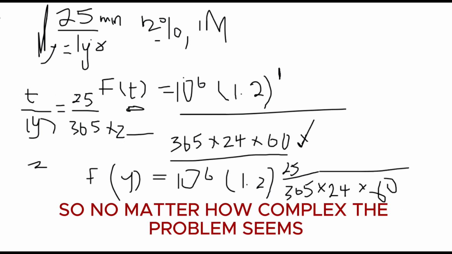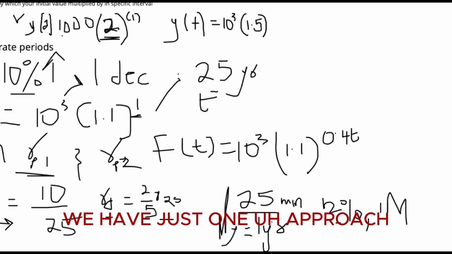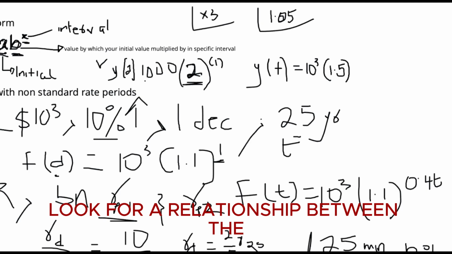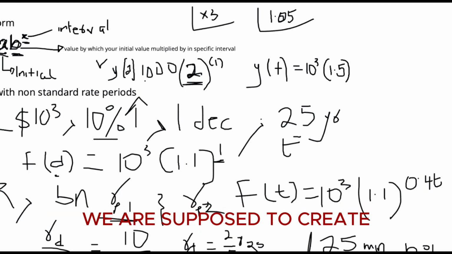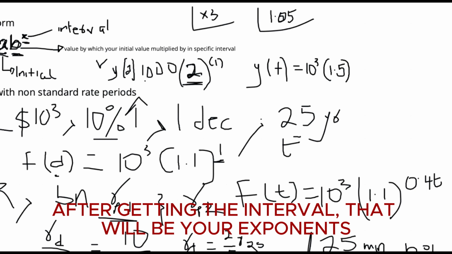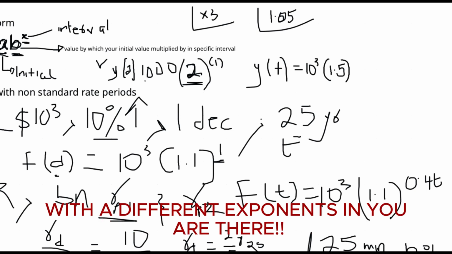So no matter how complex the problem seems, you have just one approach. Look for a relationship between the interval in your question and the interval in the model we are supposed to create. After getting the interval, that will be your exponent. You just write the same model with a different exponent and you are there.